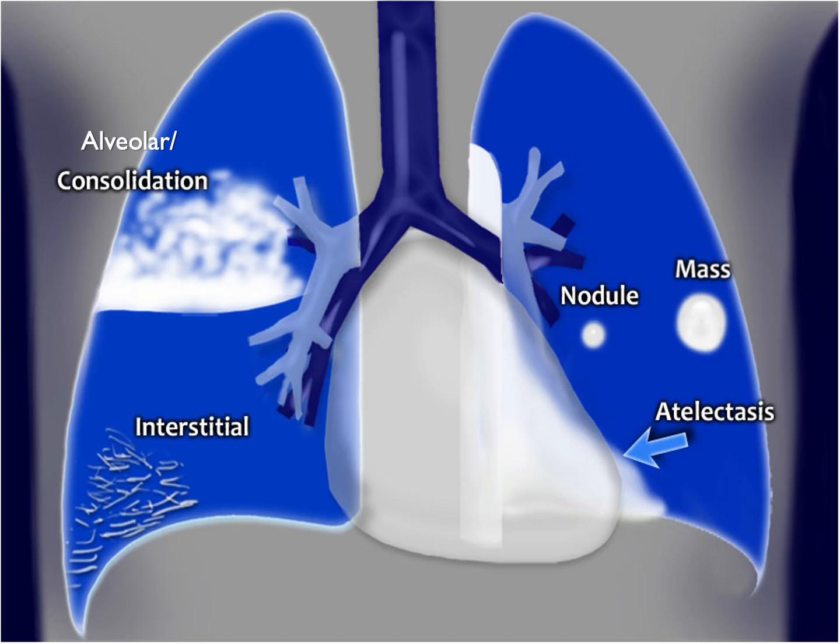Alveolar opacities can also be thought of like cloud-like opacities, versus interstitial, which are more linear or also called reticular opacities. A nodule and mass are both rounded but differ in terms of their size.